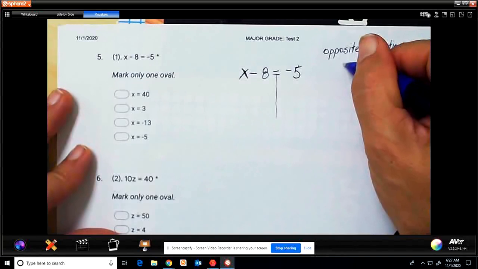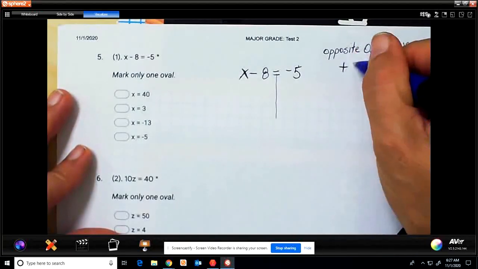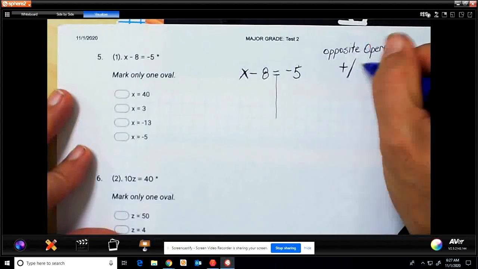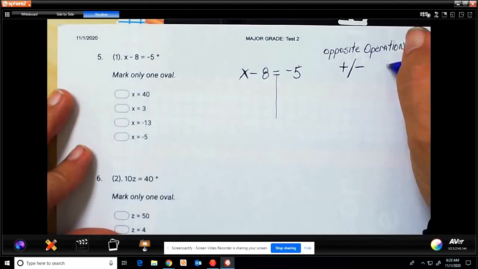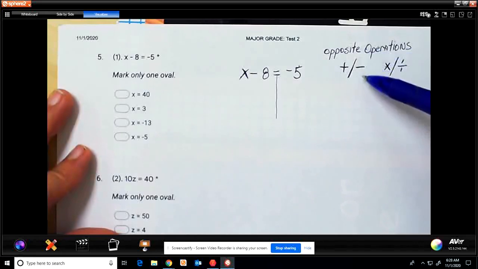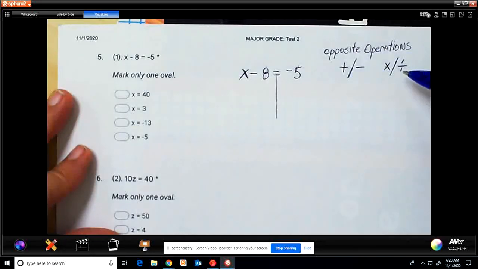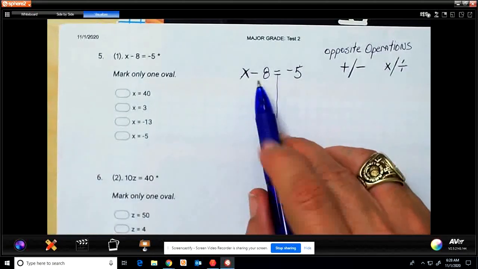If you have adding, you're going to do the opposite of adding and you're going to subtract. If you are multiplying, you're going to do the opposite, dividing. Remember, and then if you're subtracting, the opposite is add. So for an example, I'm going to help you out with this one.